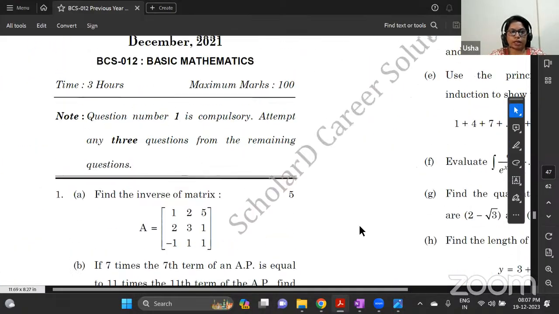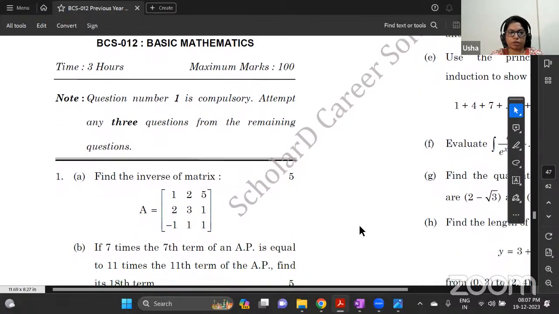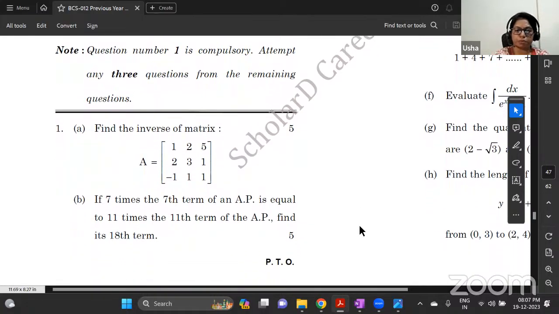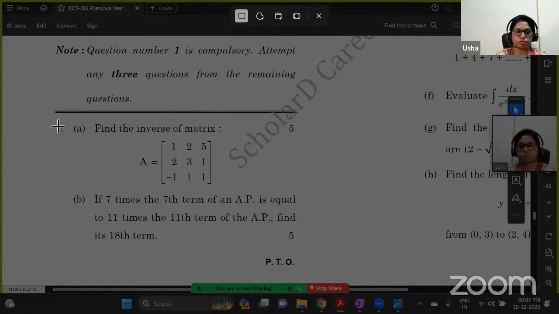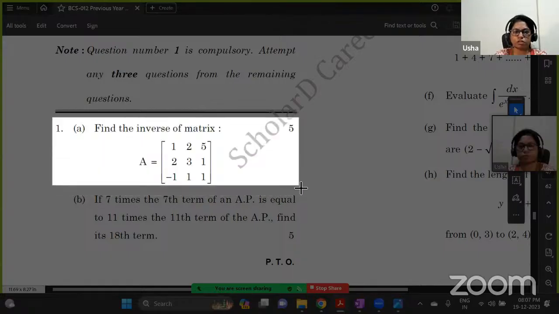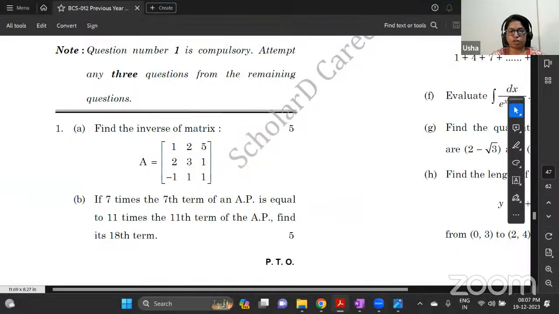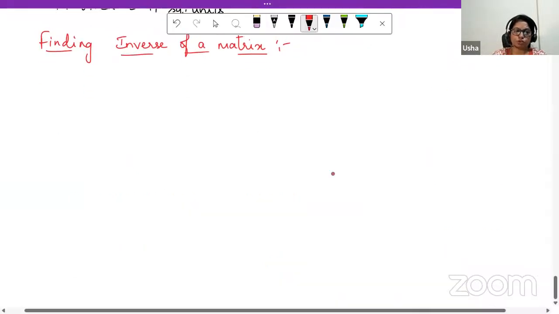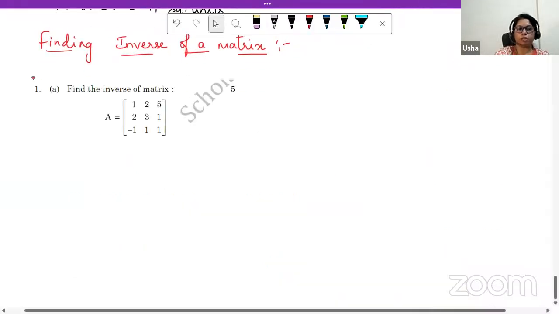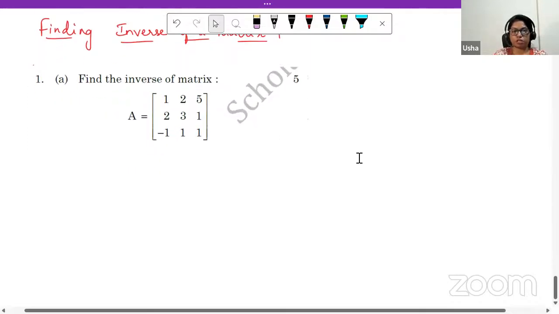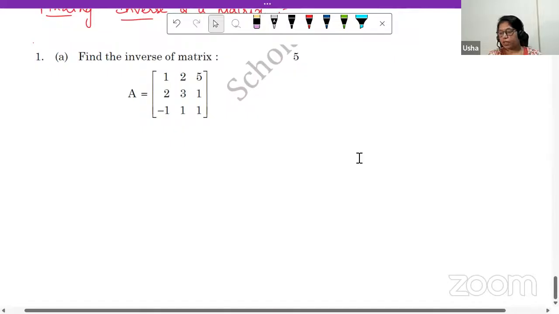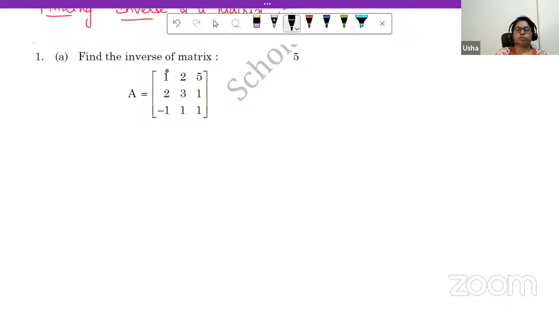Okay, see here we have a question from December 2021. Find the inverse of the matrix, for 5 marks. For a 3 cross 3 matrix, we do not have any shortcut. For 2 cross 2, we have a shortcut, but even that cannot be used in your final exam, because you have to write steps. Now, finding the inverse of a matrix has certain steps.